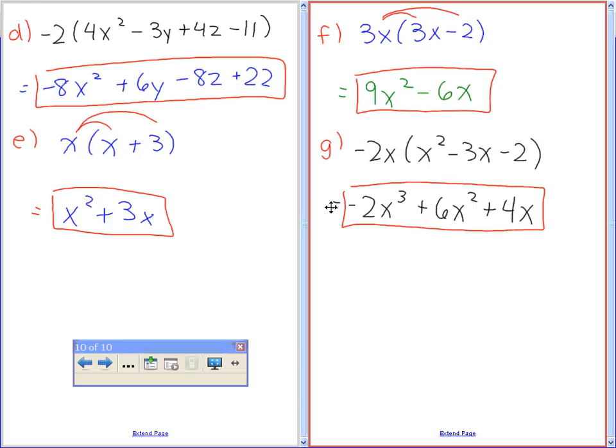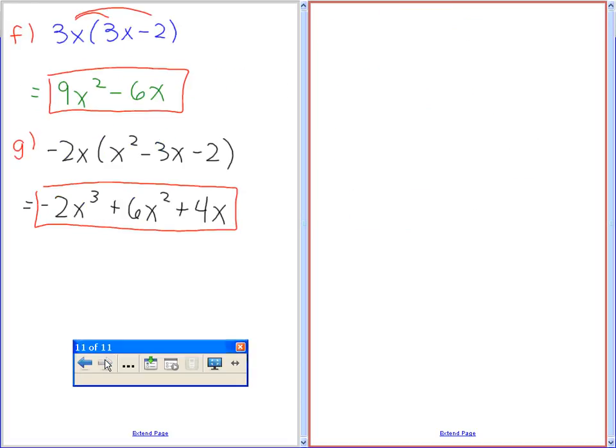Okay, ready? Let's go for letter H here right now. I'll put a star and a heart beside this question.